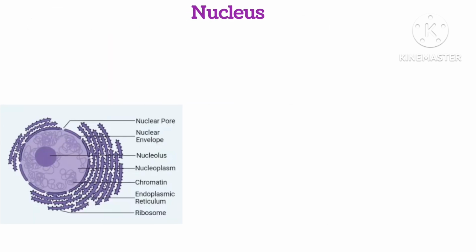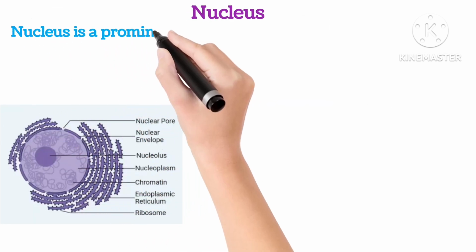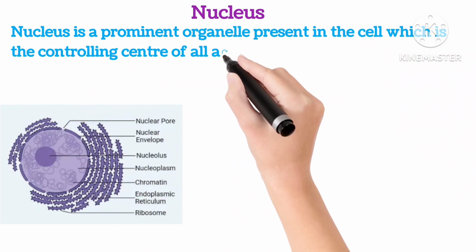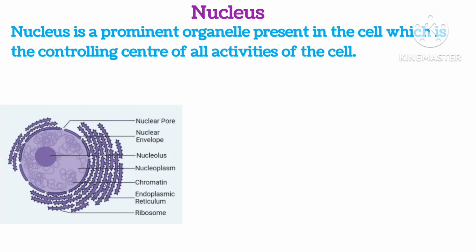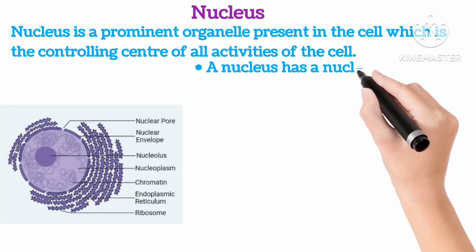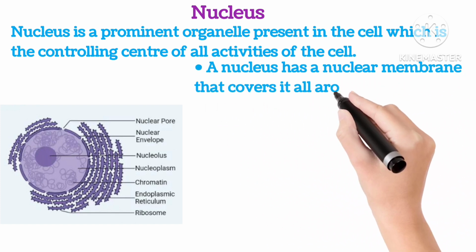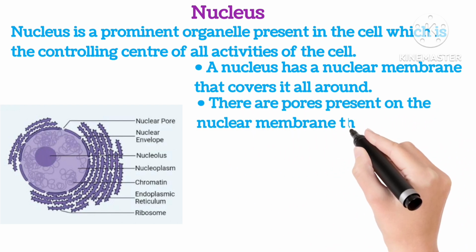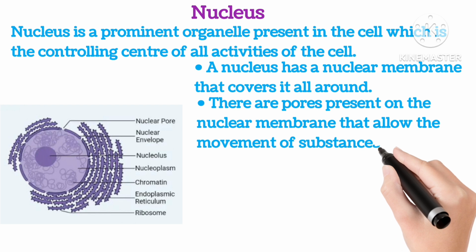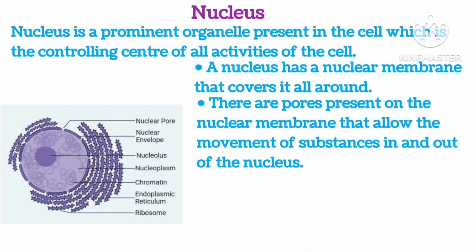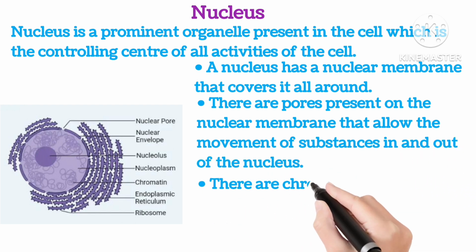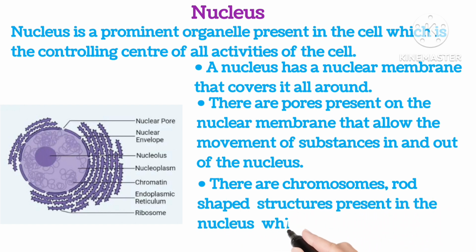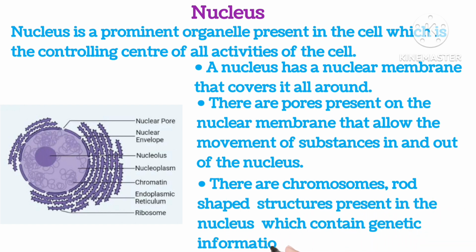Nucleus. Nucleus is the prominent organelle present in the cell, which is the controlling center of all the activities of the cell. Nucleus has a nuclear membrane that covers it all around. Then there are pores present on this membrane that allow the movement of substances in and out of the nucleus. There are chromosomes, rod-shaped structures present in the nucleus which contain genetic information.